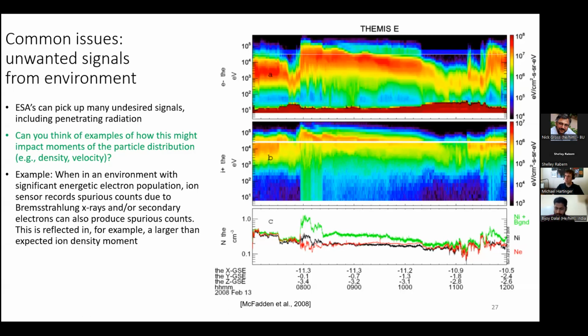And the same thing is true for other missions, like MMS. MMS doesn't even usually sample with a lot of its instruments in the radiation belts because it wasn't designed to do that. So some of the instruments actually don't even turn on when it goes through that region. So just be aware that this is another common issue that can happen with other detectors as well, that you can get these unwanted signals from the environment.